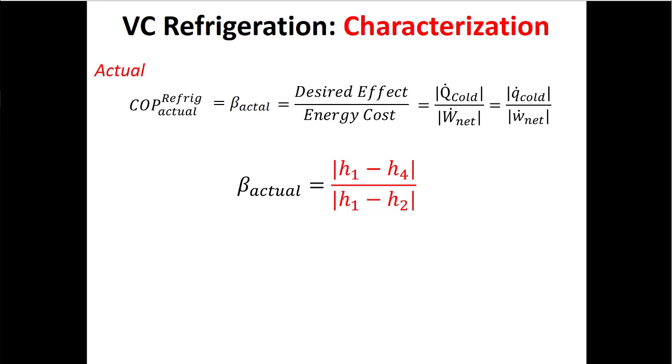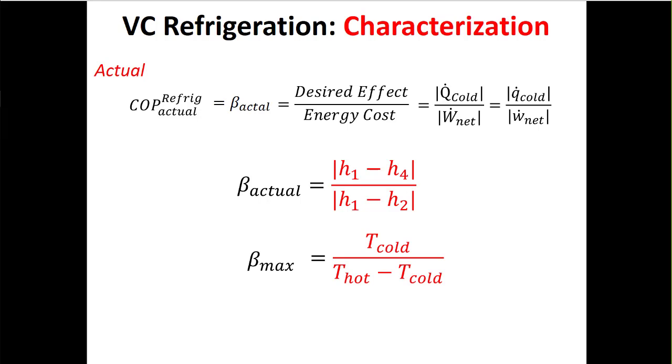Now, because Q dot on the cold side is positive here, heat is coming into our system, and the compressor is consuming power, then this would be a negative number, but nobody wants to buy a refrigerator that has a negative coefficient of performance because that seems bad. So instead, we just take the absolute value of these things. The coefficient of performance will always be positive.